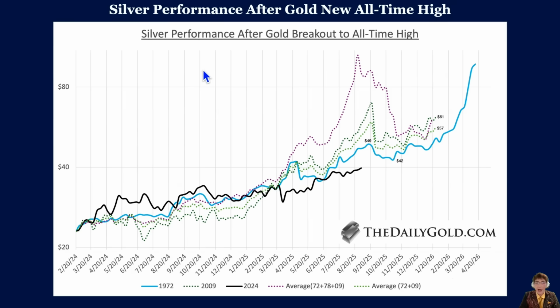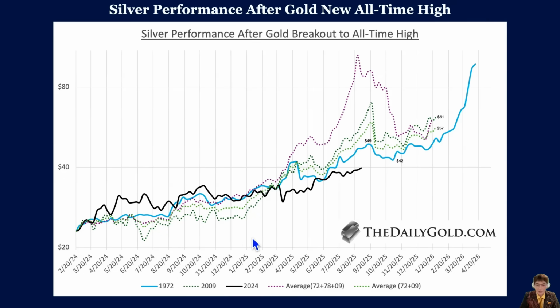Okay, so moving on, here is silver's performance after gold breaks out to a new all-time high. So again, we're looking at 72, 78, I'm not showing that moonshot move, and 2009. Now, 78 is in one of the averages. So there are 2 averages here. You have the 3 instances, 72, 78, 2009, those gold breakouts to new all-time highs. Here's an average just looking at the 2 weaker ones, removing the strongest one. And then we show 1972 in blue, 2009 in the dots, and the black is where we are here and now.